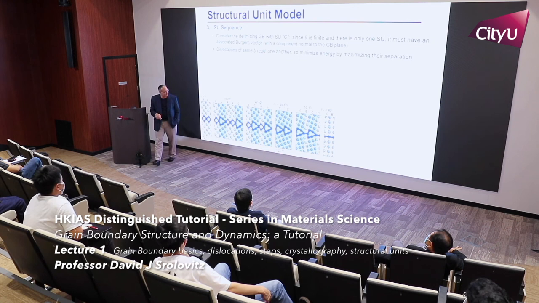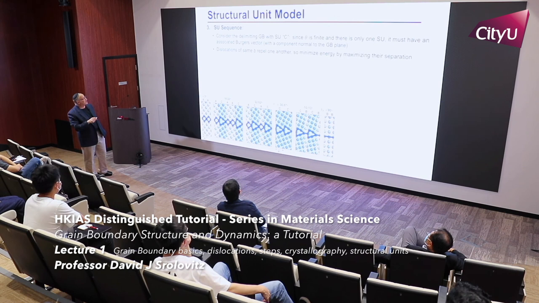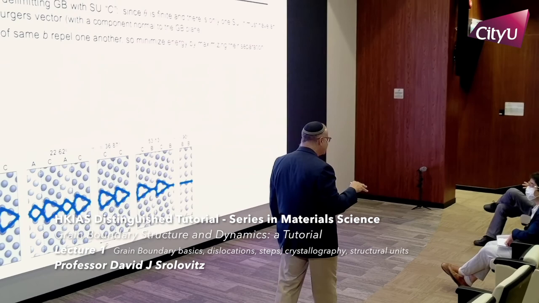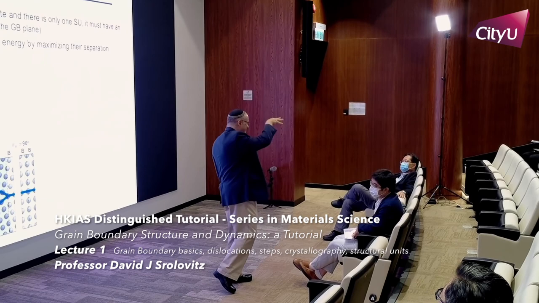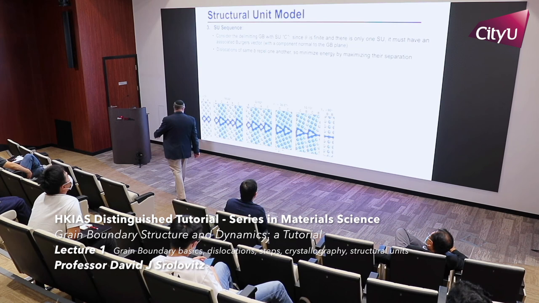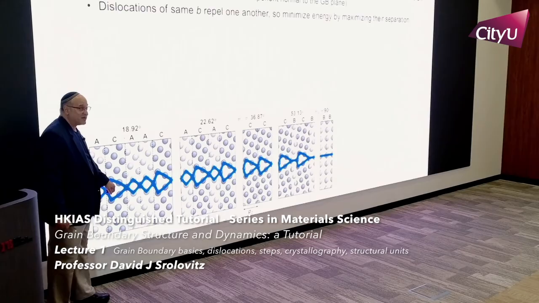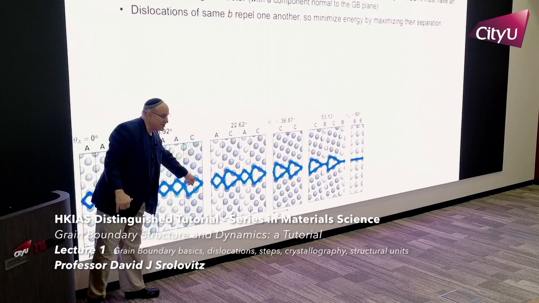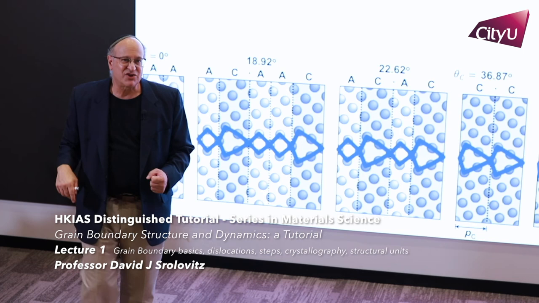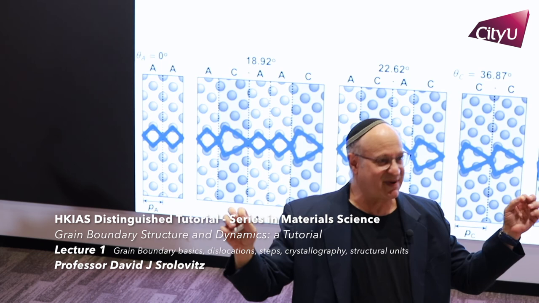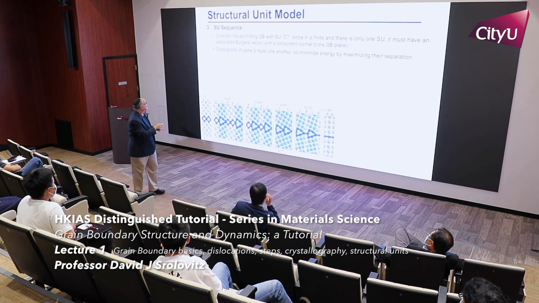The last thing I want to do here is consider the question of what order do I put them in? Do I have A, C, C, C, C, A, C, C, C, C, or do I go A, C, A, C, A, C? So here's the way to think about it. If I think about these as edge dislocations, they have a Burgers vector. And two dislocations with the same Burgers vector repel each other. So what I'm trying to do is arrange them so they'll be as far apart from each other as possible, because that minimizes the elastic energy. Okay, so that tells me what the sequence is. And that's because these all have Burgers vectors.